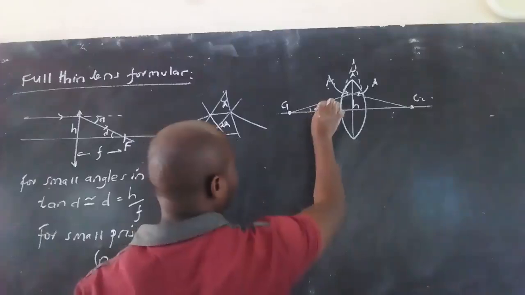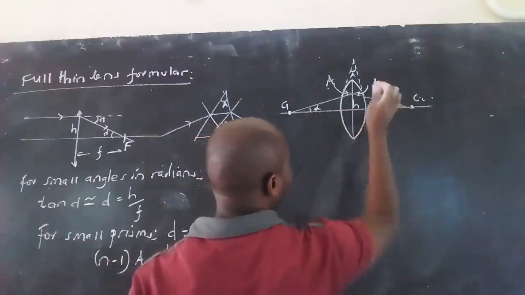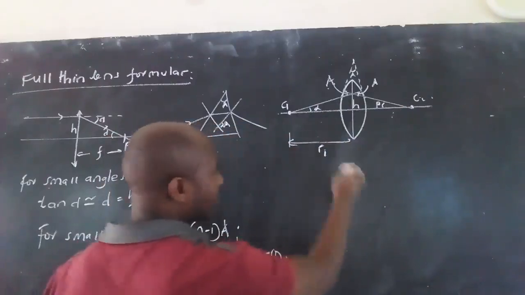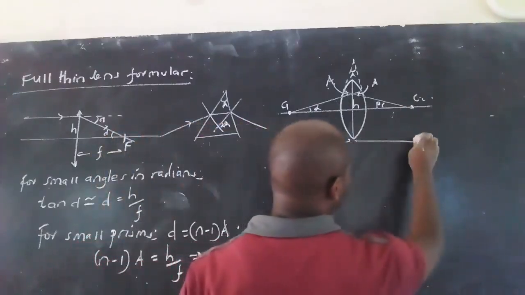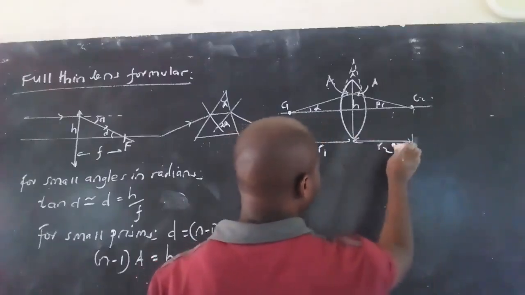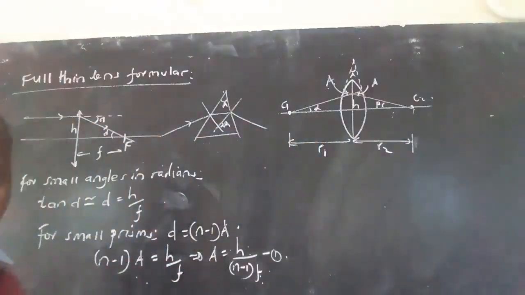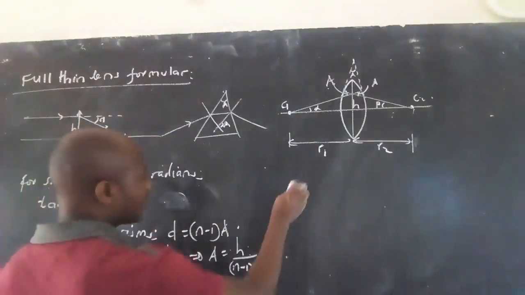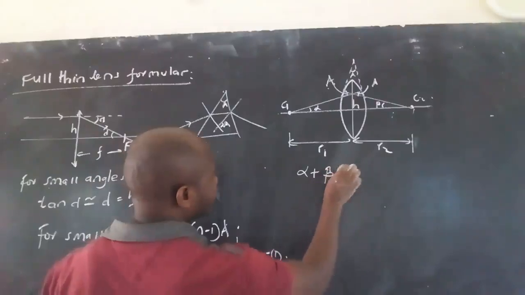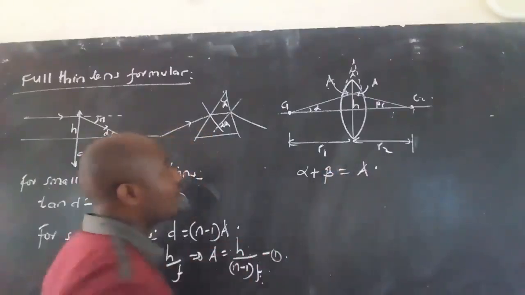Now let us say this is H. We call this one alpha, this one beta. Then we say the distance from here to here, radius of curvature R1, the distance from here to here, we call it radius of curvature R1. So that we shall now see, the sum of two interior angles, that's alpha plus beta, should give us one exterior angle.